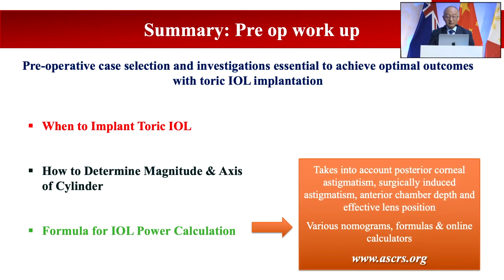Formula-wise, he told us to take into account posterior corneal astigmatism, surgically induced astigmatism, the anterior chamber depth and effective lens position. Apart from that, there are various nomograms, formulas and online calculators which will help you get the best formula for your patients. Ultimately, we are looking for customization of each patient based on the initial examination and the investigations. Surgery may then be effective.